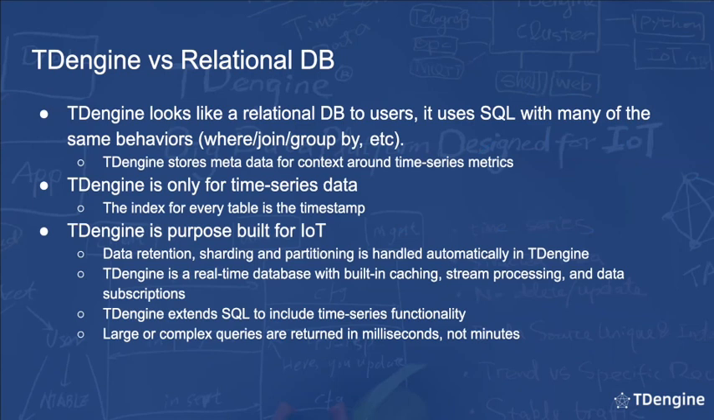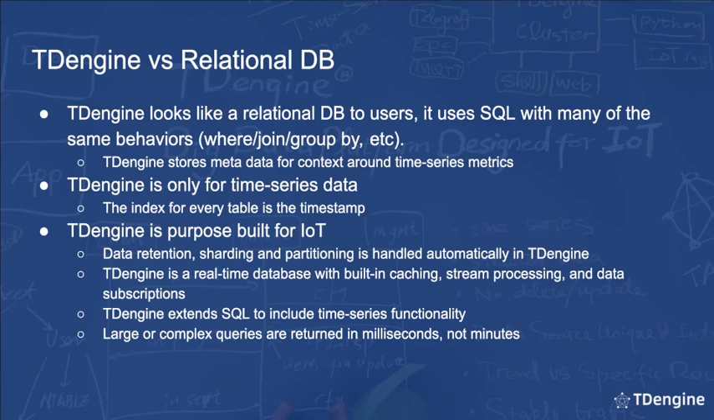So I'd like to compare TDengine to a relational database. When you are navigating in TDengine, it looks a lot like a relational SQL database to users. We use SQL, and we support all the same behaviors of a SQL database like MySQL or Microsoft SQL Server. You've got your where clause, you can do joins, you can do group bys, all the functionality you'd have in a normal SQL database, you can also do within TDengine. And in addition to storing your time series metrics, we are also storing metadata, which provides context around the time series metrics.